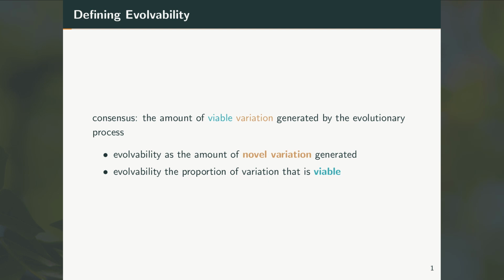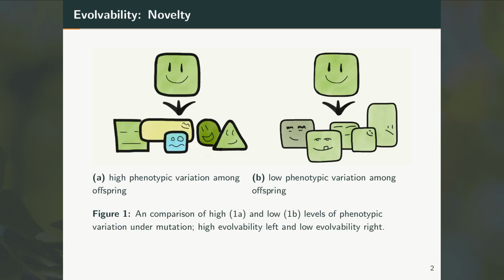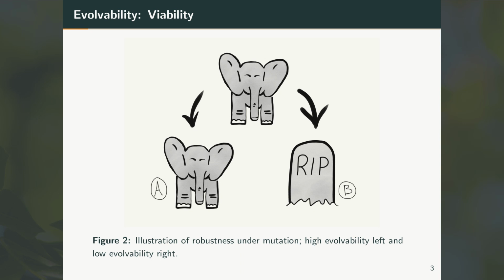Looking at the types of mutational outcomes that we want to see with respect to evolvability, we want to see something more like on the left here than on the right, because we want high phenotypic variation to be available under mutation, right? We want to see lots of novelty. And again, comparing the left and the right here, we want outcomes that look more like the left than the right, because we want to have viable outcomes under mutation, right? We don't want dead elephants in this case.